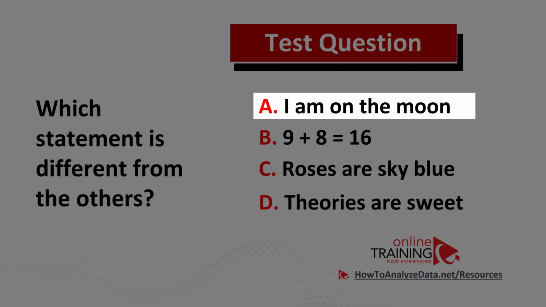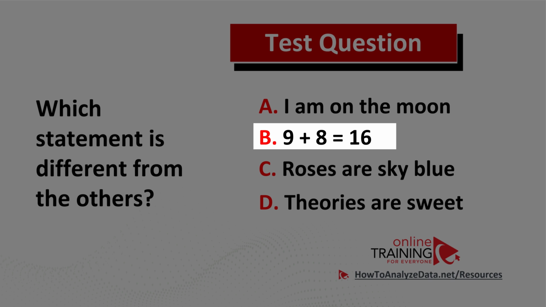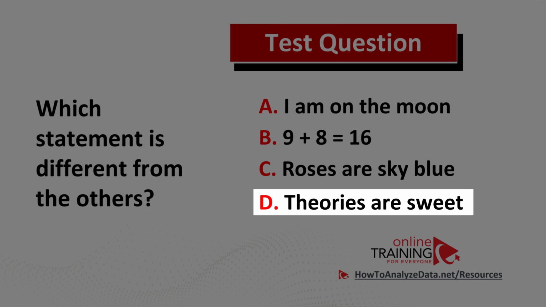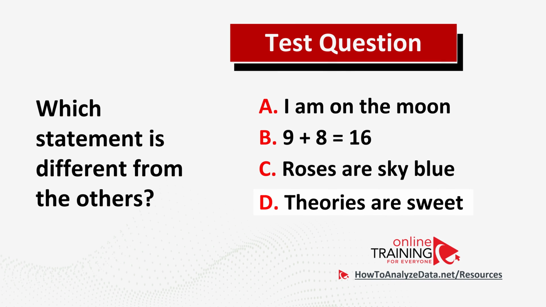I am on the moon. 9 plus 8 equals 16. Roses are sky blue. Theories are sweet. Do you think you know the answer? Can you pick the correct answer out of the 4 choices presented? Now might be a good time to pause this video to see if you can come up with the answer on your own.